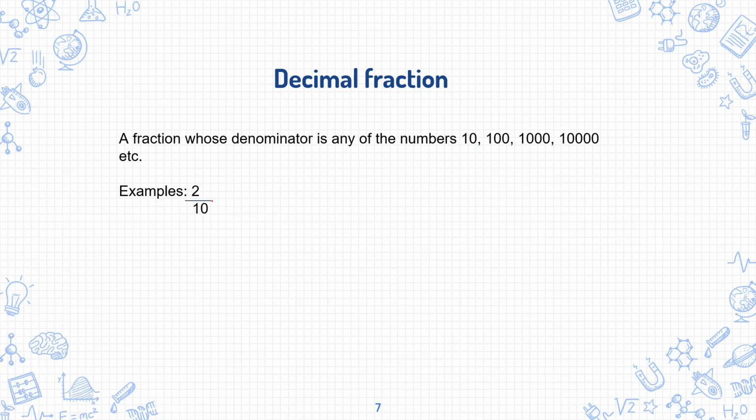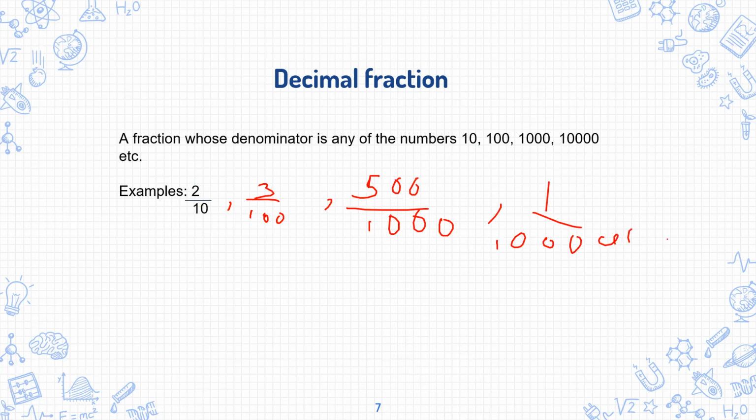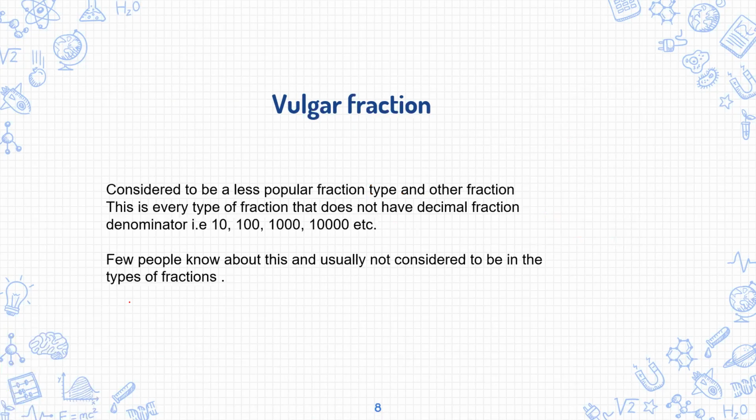So this 2.10 can be 3 upon 100, it can be 500 upon 1000, it can be 1 upon so many zeros. It can go to infinity. These are known as decimal fractions.